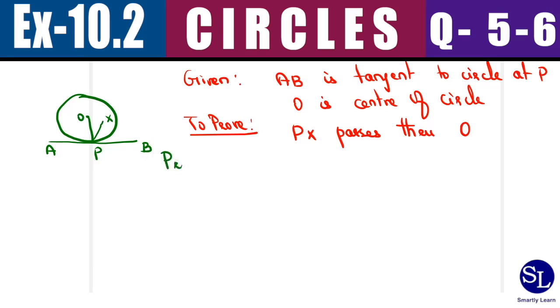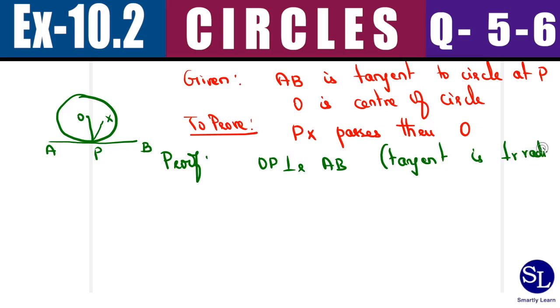In proof, first we know that OP is perpendicular to AB because tangent is perpendicular to the radius at point of contact. So we say that OP is perpendicular to AB. Therefore, angle OPB will be equal to 90 degrees. Let's mark it as equation 1 and keep it aside.